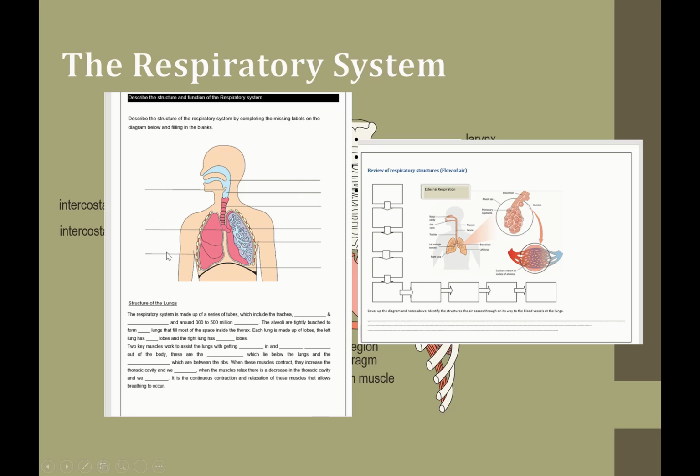So the tasks look like this. You simply have to again name those key structures. There is a missing word task which you can fill in the missing words for, and then as well the review of the respiratory structures in which the flow of air, so step by step, what are the structures which air passes through in order to get all the way to the alveoli. So I'll give you a few minutes to complete that, pause the video, and then we'll continue with the next objective for the respiratory system.